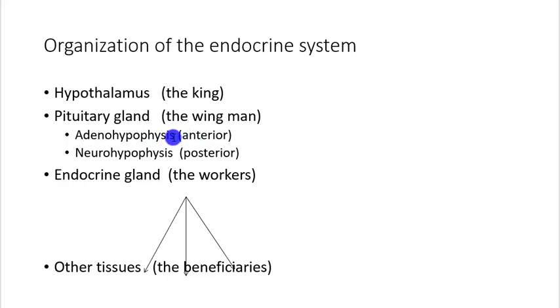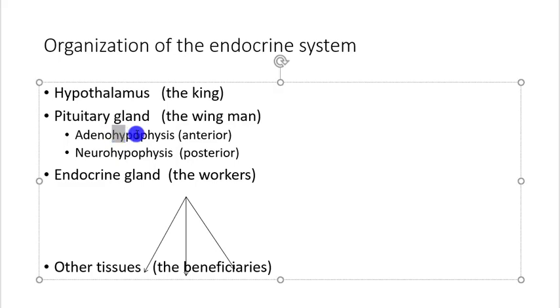We'll see that the pituitary gland has an anterior and posterior part, and they have fancy names because that's what we do in biology. The anterior part is called the adenohypophysis. The posterior part is called the neurohypophysis. What word do you see in common? It's hypophysis. So hypophysis is just another name for a pituitary gland.